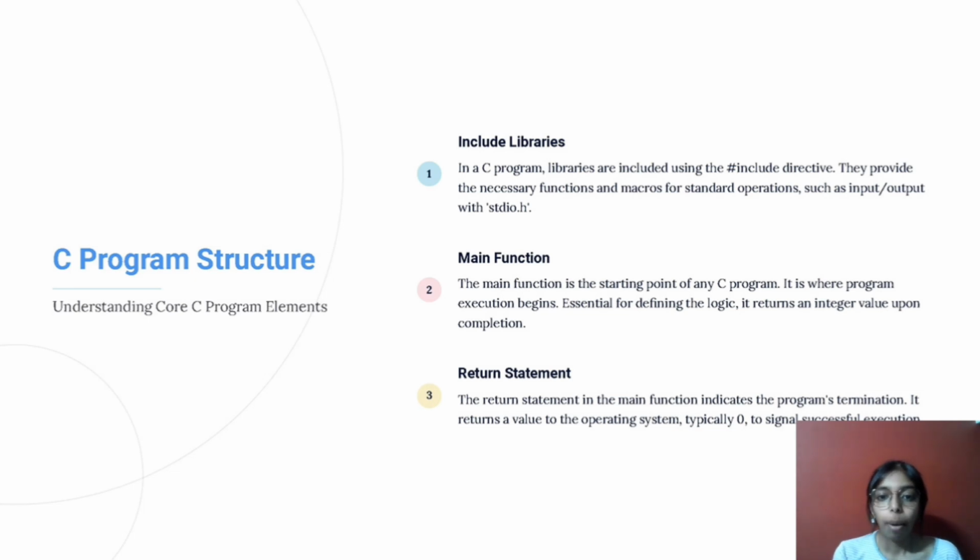Main function. The main function is the starting point of any C program. It is where program execution begins. Essential for defining the logic, it returns an integer value upon completion.